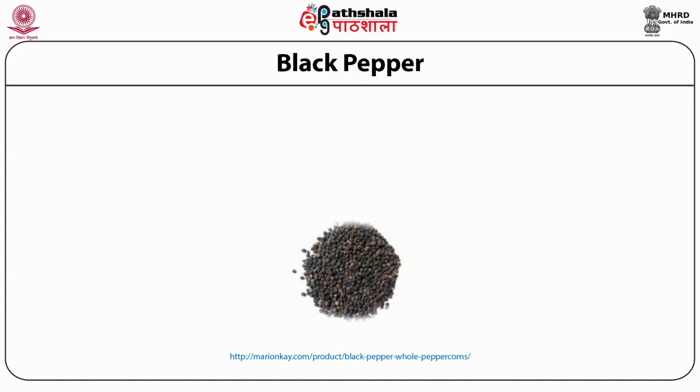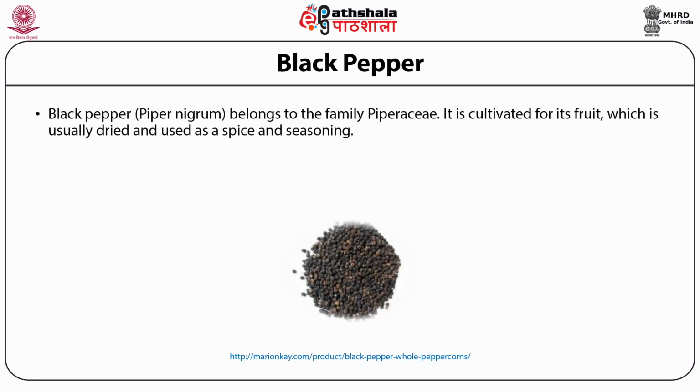Black pepper. Black pepper, known as Piper nigrum, belonging to the family Piperaceae, is often referred to as the king of spices. Black pepper is one of the oldest and most widely used spices in the world. It's cultivated for its fruit, which is usually dried and used as a spice and seasoning.